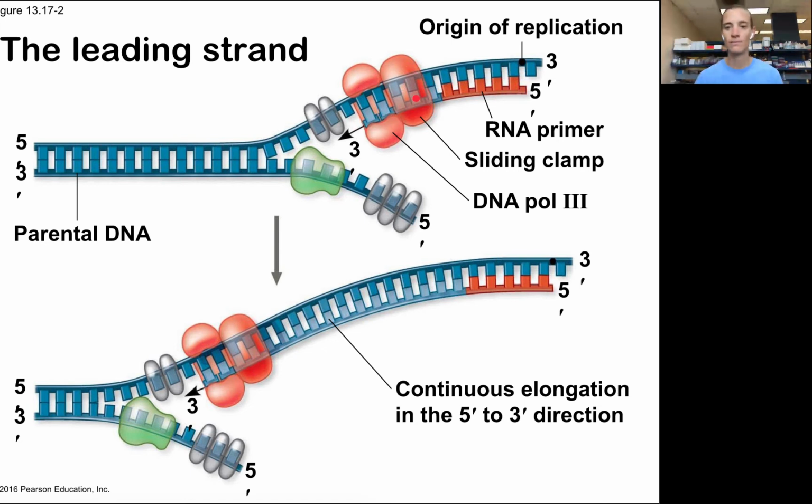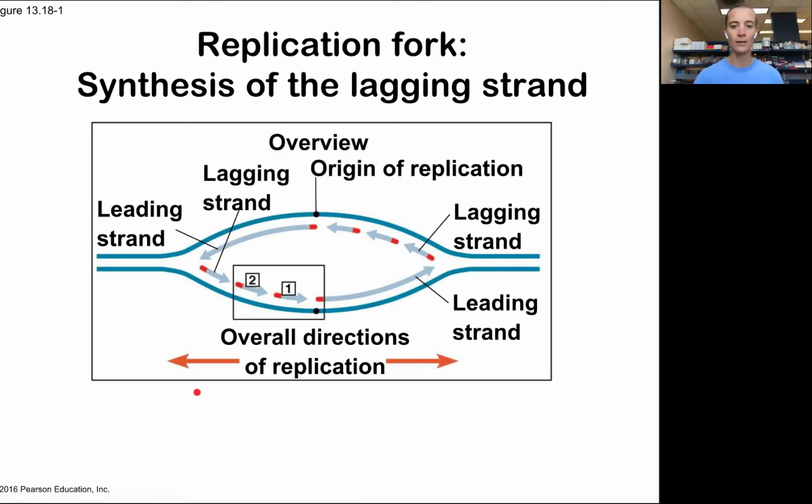In some cases, it's the DNA pol 3. We're not going to talk about the different types of DNA polymerases. So we're going to have the DNA polymerase 3 and the sliding clamp, which is something that accompanies the DNA polymerase. And so as shown here, you have a continuous synthesis of this strand. Now, what happens in the lagging strand?